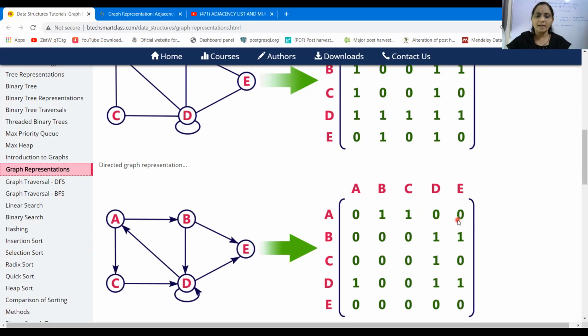So similarly we check for the last node, E node. For E to A, see here in the graph for E node there are only 2 incoming edges. There is no outgoing edge from the E.